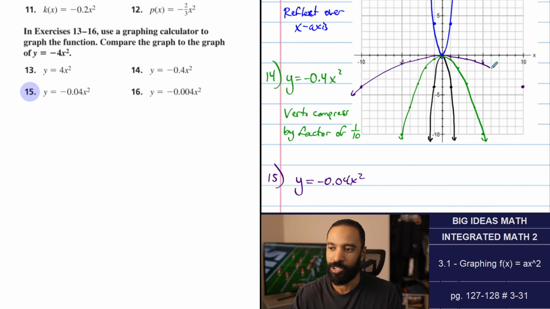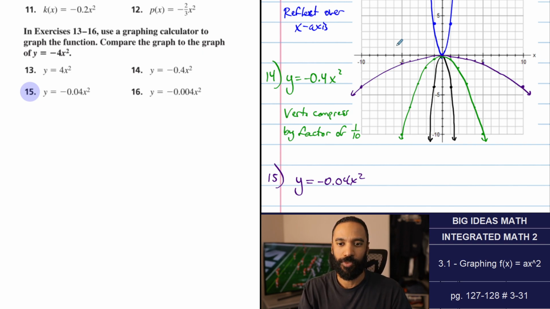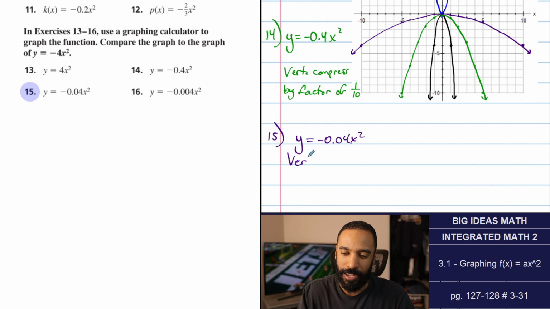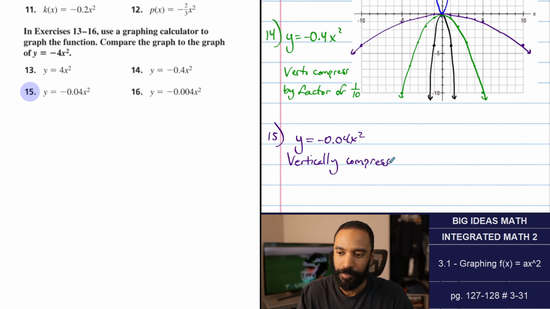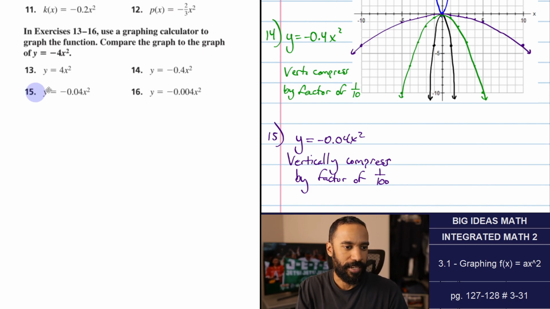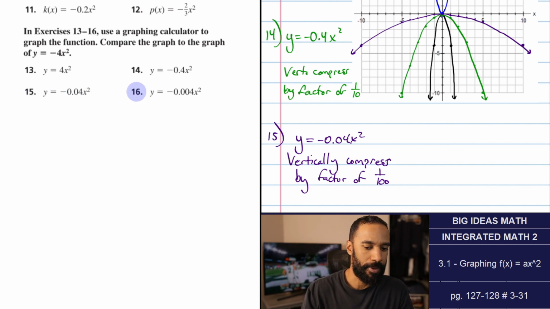I talked about good character. The green one has good character. There were weird points, but that goes pretty far there. That's a vertical compression by a factor of 1 over 100. Vertically compress. It's 100 times smaller than the original, by factor of 1 over 100. Still flipped over.